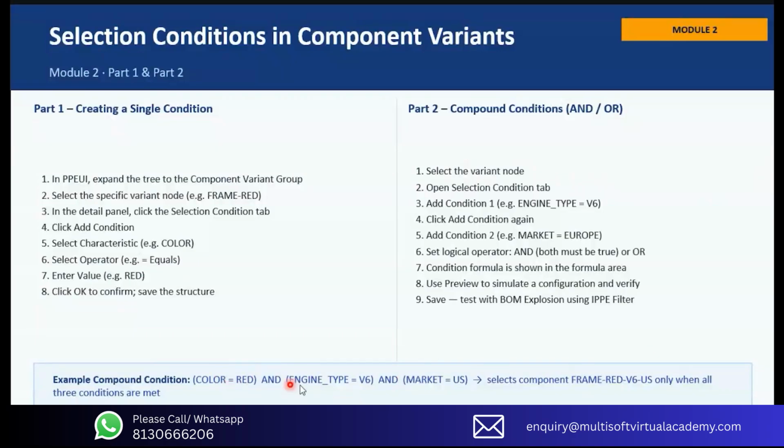Color is red, engine type is V6, and market is equal to US. Then select the component frame red V6 US. This is a component name. Just for example, they give this. So three conditions here. When the three conditions are met, this component will be selected. That is how the selection condition works out.